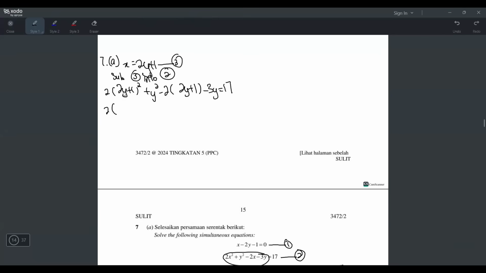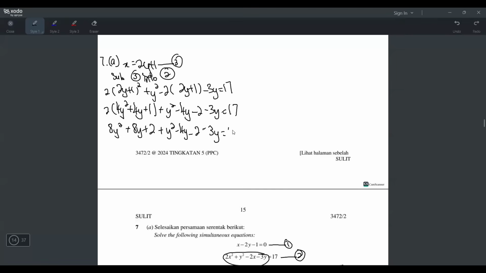So, 2 bracket squared. How do we expand this? First, take 2y squared, you get 4y squared, and then next take 2y times 1 times 2, so you get positive 4y, and last take 1 squared, so 1. Then plus y squared minus... this one has no power. This bracket has no power 2 or power 3. If there is no power, you can straight away expand. So negative 2 times 2y is negative 4y, negative 2 times 1 is negative 2, minus 3y equals 17. Now don't forget the 2 also has to multiply here, so it becomes 8y squared, 8y, 2, plus y squared minus 4y minus 2 minus 3y equals 17.